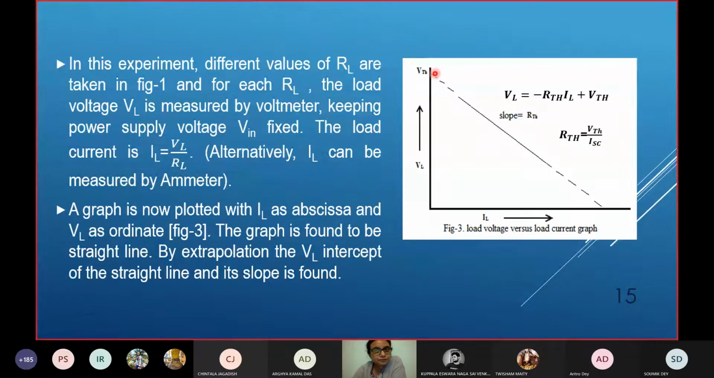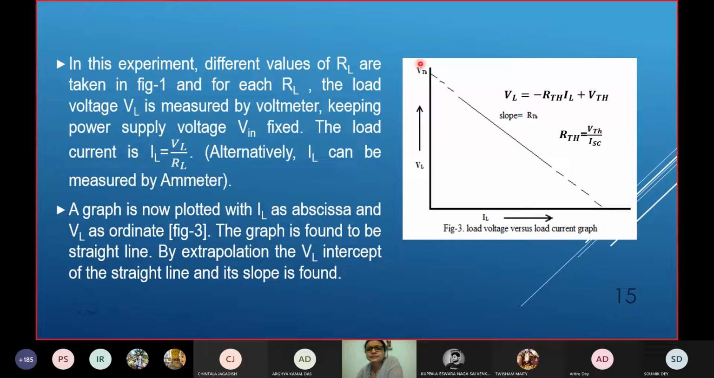That means RL removed. Understood? So that is the open circuit voltage VOC, or we can say this is V Thevenin, because V Thevenin is also the open circuit voltage. And when the voltage across RL is 0, that means RL is short circuited, but current is flowing. At this moment this current is ISC.